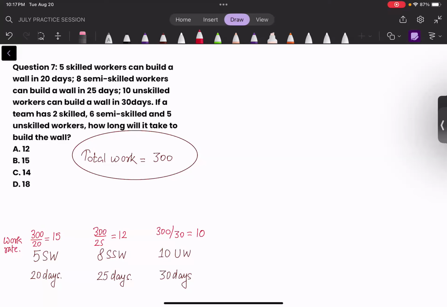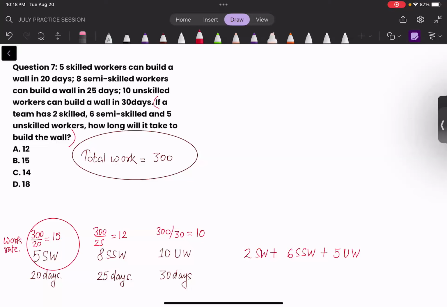Okay. Now be very careful. I have to take one more situation. The situation is 2 skilled workers plus 6 semi-skilled workers plus 5 unskilled workers. This is the workforce now. Carefully tell me. Let's go to the skilled workers. Observe this part, only the circled part.